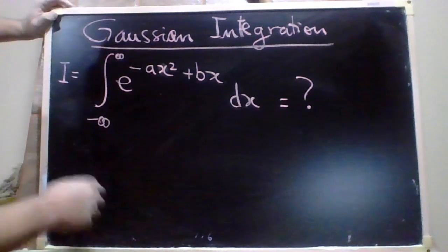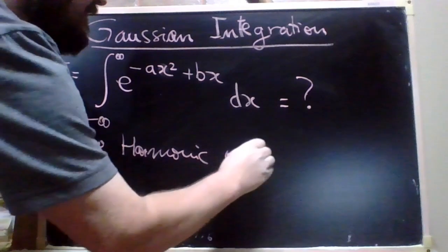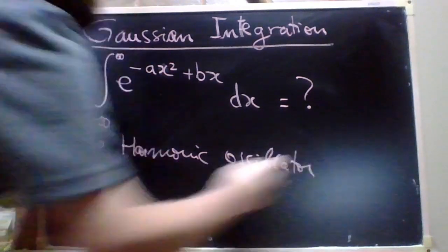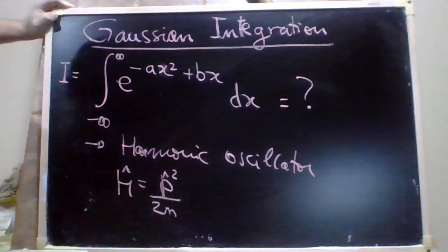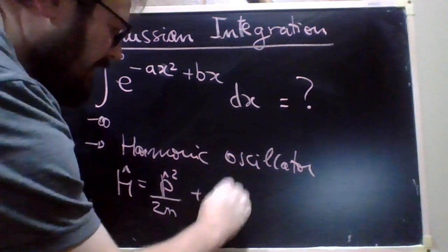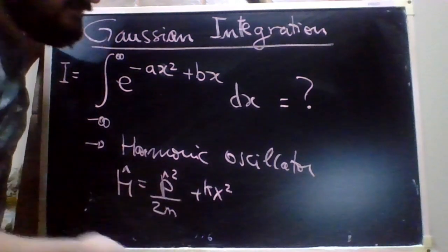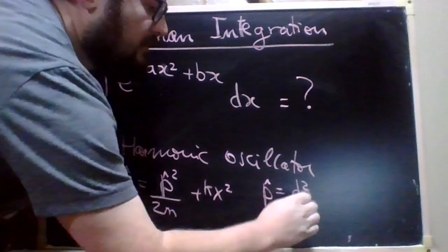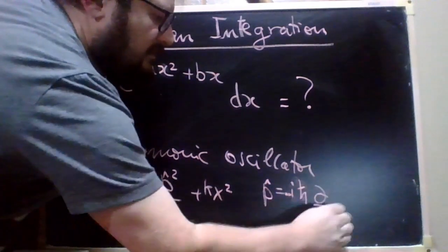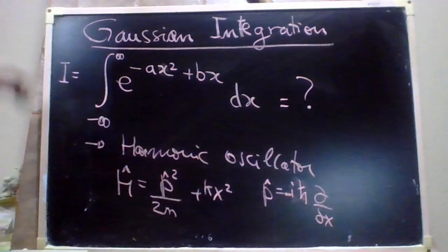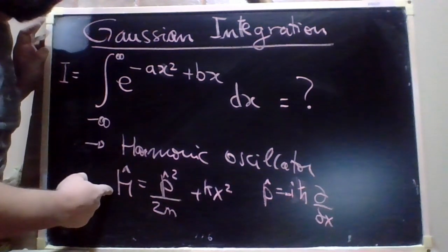In relation, the Gaussian is related to the problem of the harmonic oscillator. All right, so for a Hamiltonian of the form p squared divided by 2 times the mass plus x squared multiplied by a constant, where p equals negative i h bar times the spatial derivative, the solution for the fundamental state is a Gaussian distribution. So this quantum mechanical problem is very important in quantum mechanics.